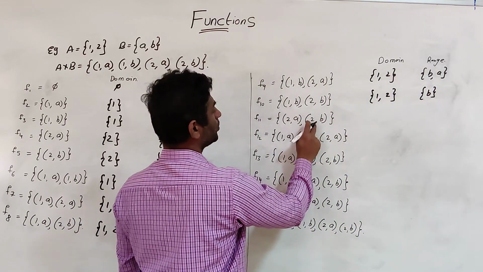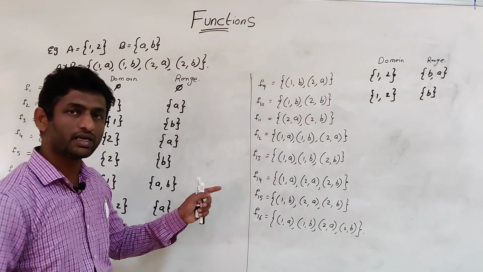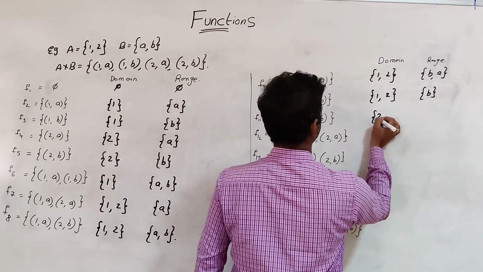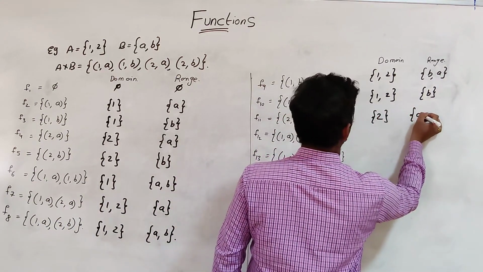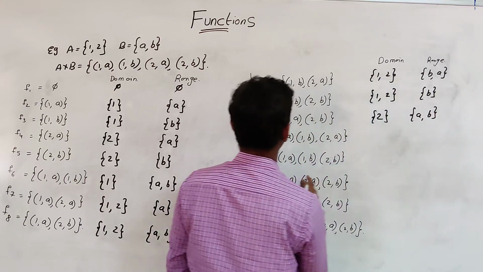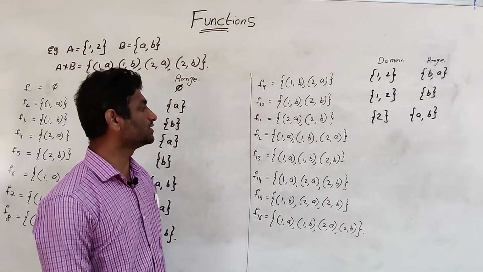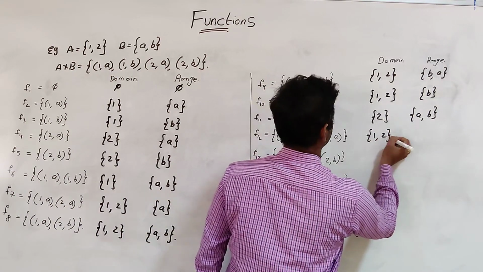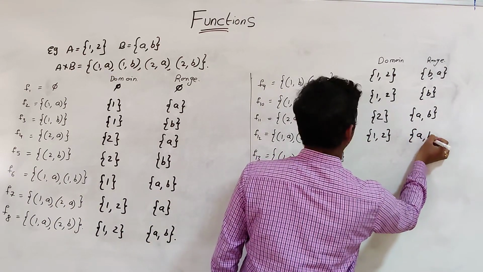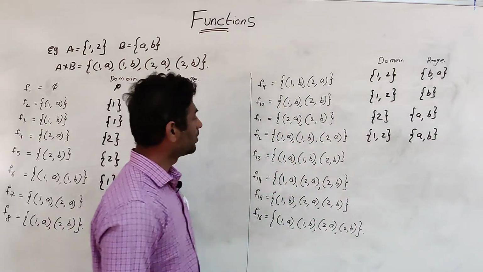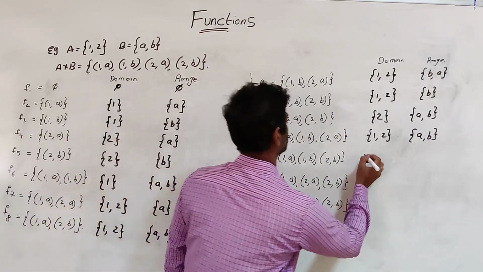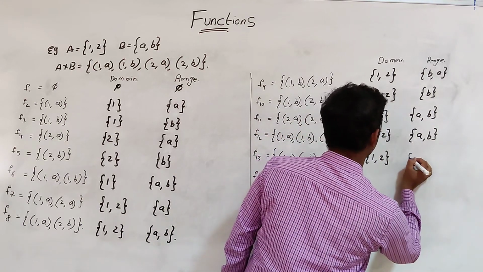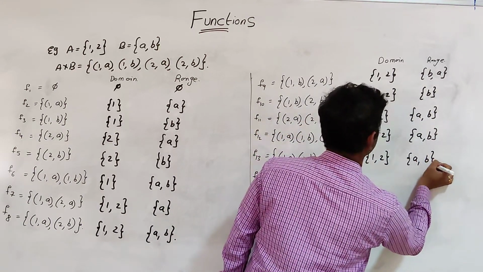Next, {2A, 2B} is also one relation of A cross B, and the domain is {2} and A comma B is the range. Next, {1A, 1B, 2A} is also a relation. Domain will be 1 comma 2 and range is A comma B. {1A, 1B, 2B}: 1 comma 2 is a domain and A comma B is the range.